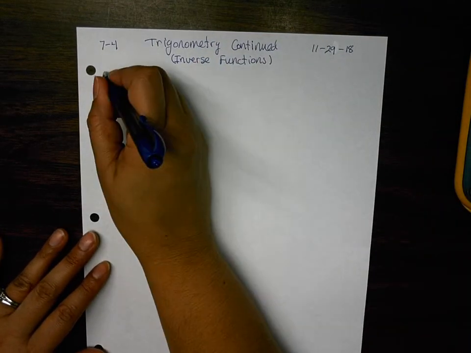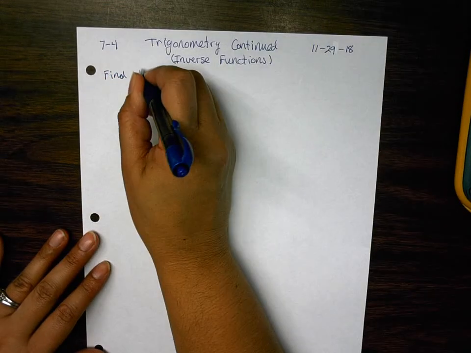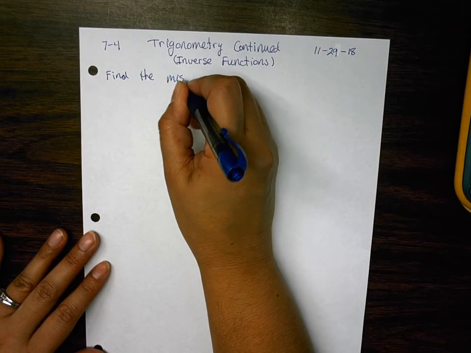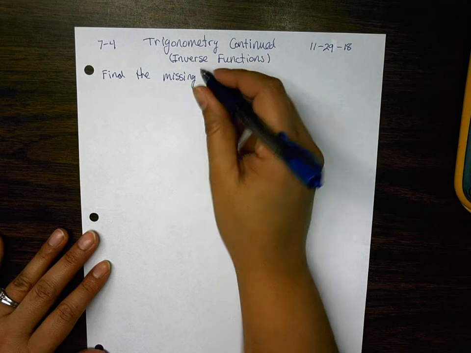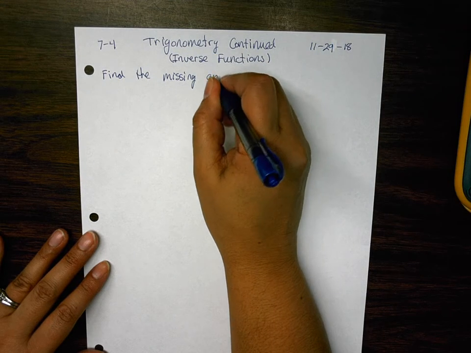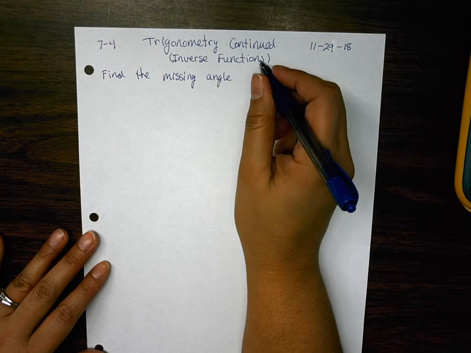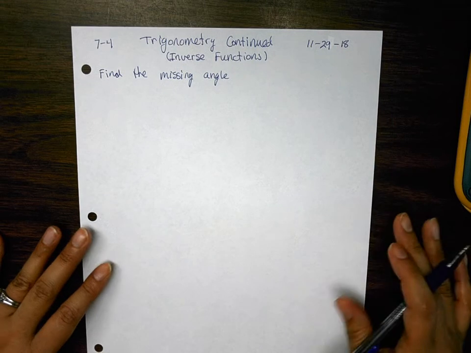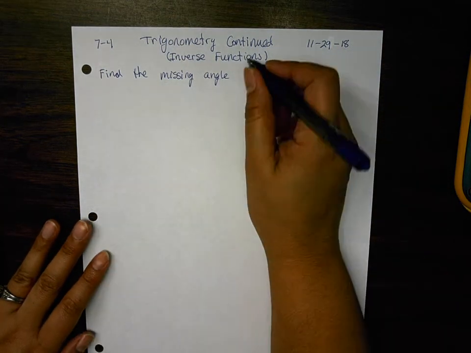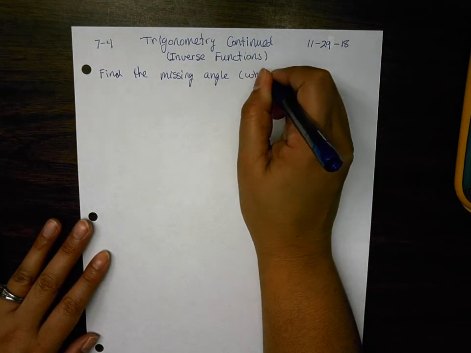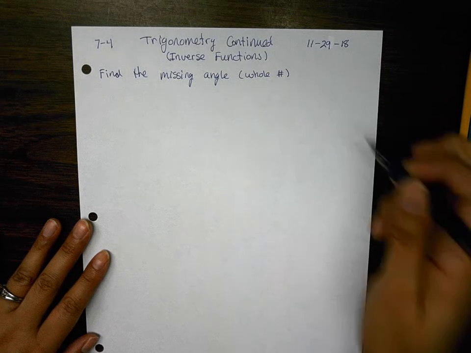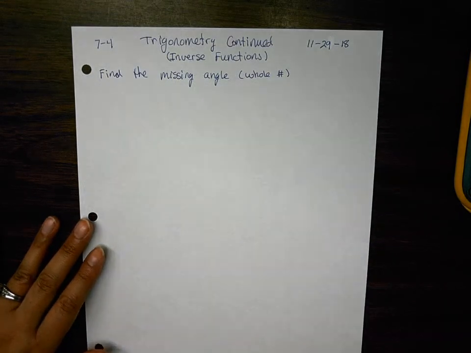Okay, find the missing angle. Find the missing angle. I'm going to put in parentheses here, whole number. I want you to round to the nearest whole number.